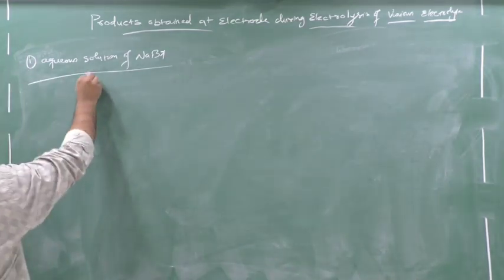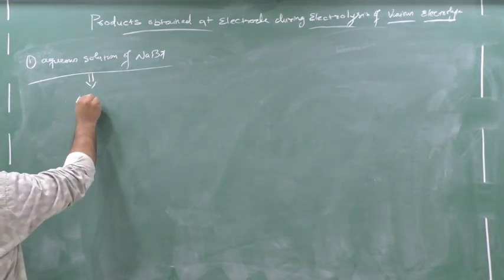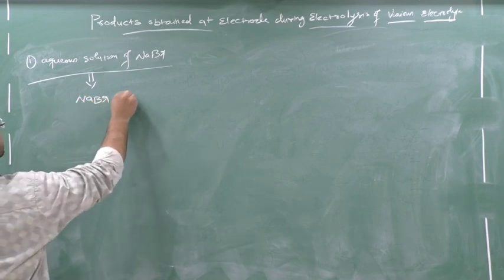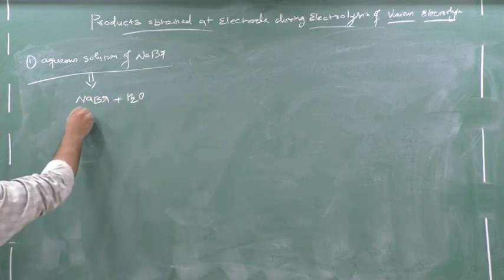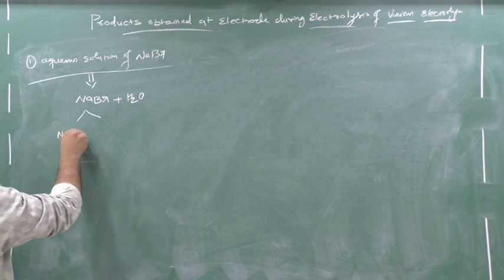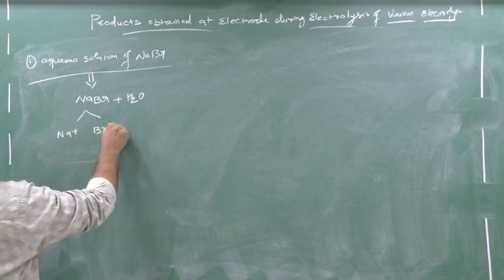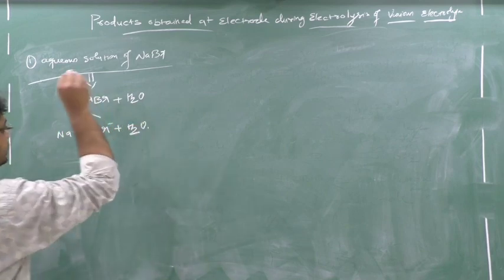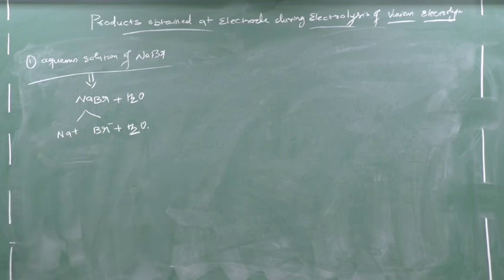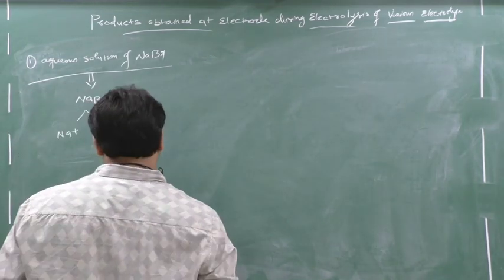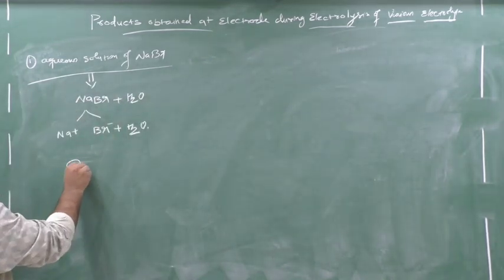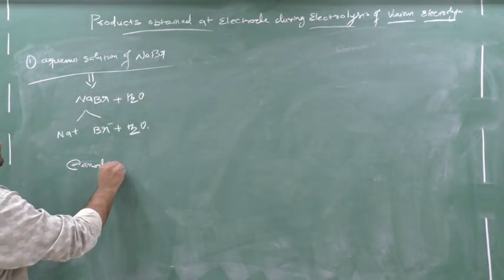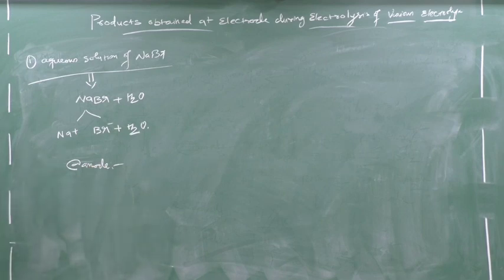Now see what I have. I have NaBr and I have water also. NaBr means Na plus and Br minus, and plus I have water also. Clear? Now see, what will happen? We will see first at anode. Sorry, first we will see the portion of cathode.